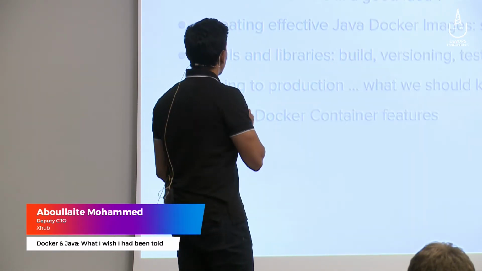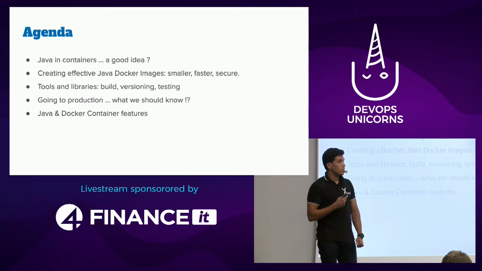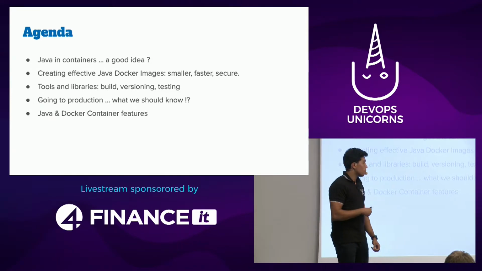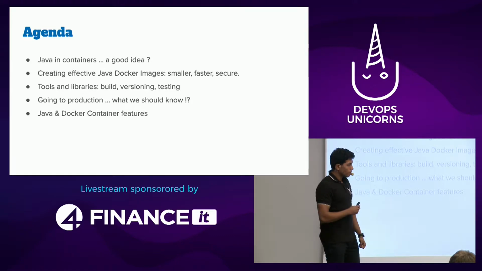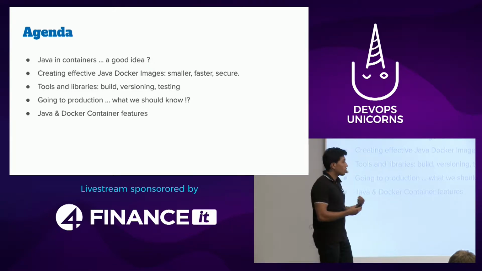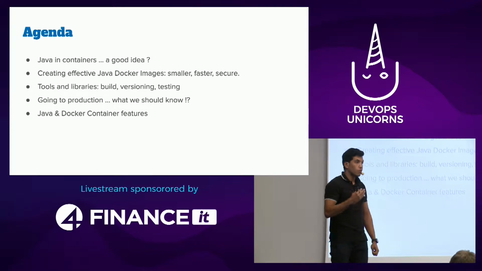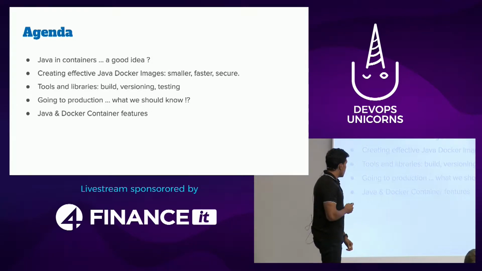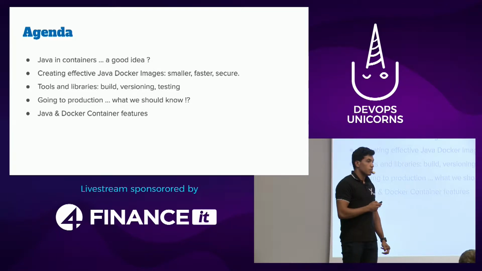My talk today starts with somewhat of a philosophical question: is it a good idea to put a Java or a JVM application inside a container? We will discuss afterward how to create effective Docker Java images that are smaller, faster, and secure. We will discuss the tools and libraries that we should know that make working with containers in Java a lot easier. We will see the things that we should know and the things that we should avoid before deploying our Java container into production. And finally, I will discuss all the features that have been added to Java to make it more container aware.